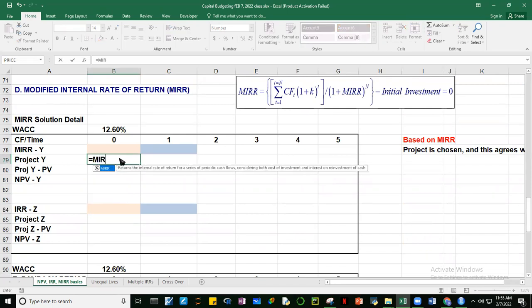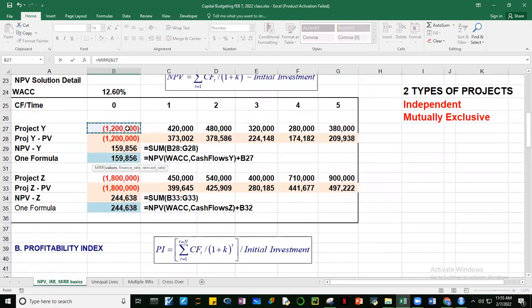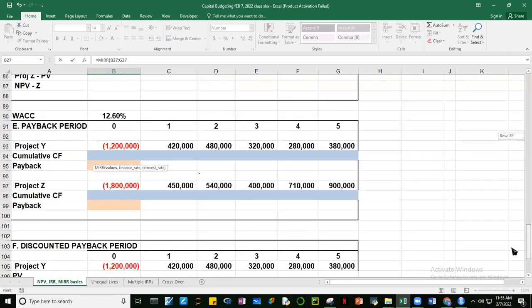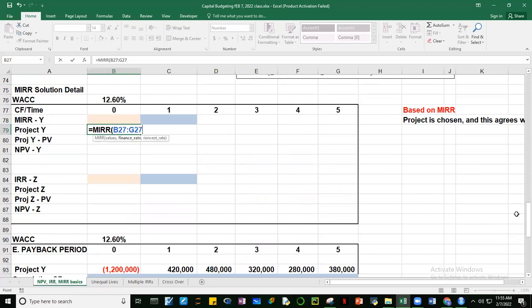So we use modified internal rate of return. Okay? So sa MIRR, ang values natin will be the same. So for Y, it's all the cash flows, and then, comma, ang finance rate natin will be your WACC. Okay? And then the reinvestment rate will be your WACC. Okay, so ito yung difference ni IRR at saka MIRR. Si IRR, ang reinvestment rate natin, ang ginagamit yung IRR mismo. Okay, si MIRR, ang ginagamit na reinvestment rate yung WACC. So that's the difference there.